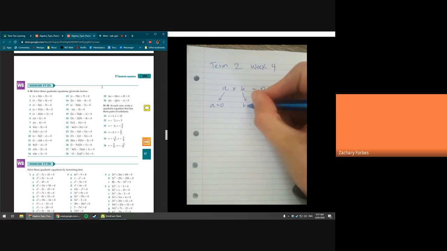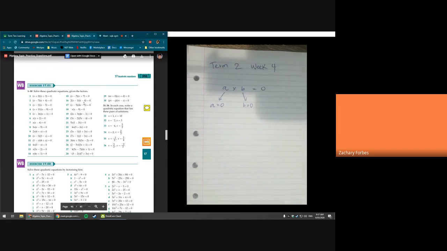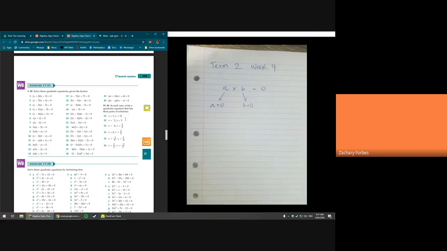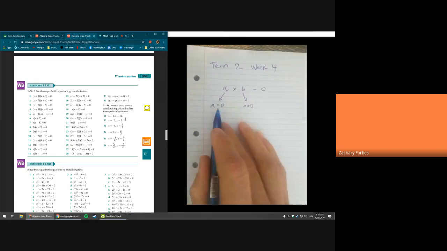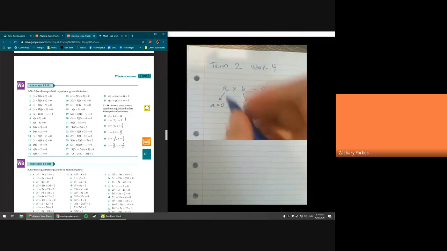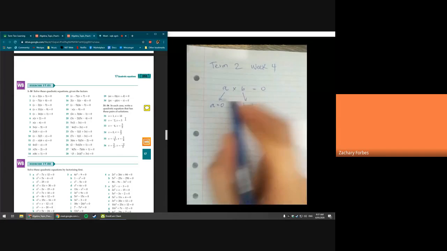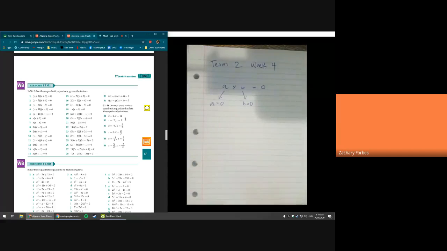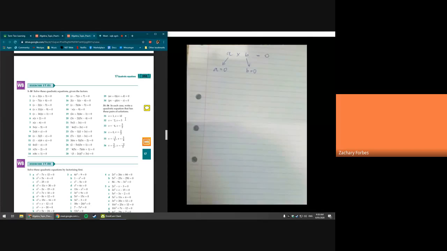Right? So this concept is quite important when we're solving quadratic equations, because when we're solving them, there's actually going to be two solutions a lot of the time, right? Because here, A times B equals 0, A could be 0 or B could be 0. That's the concept. So let's have a look at a question.